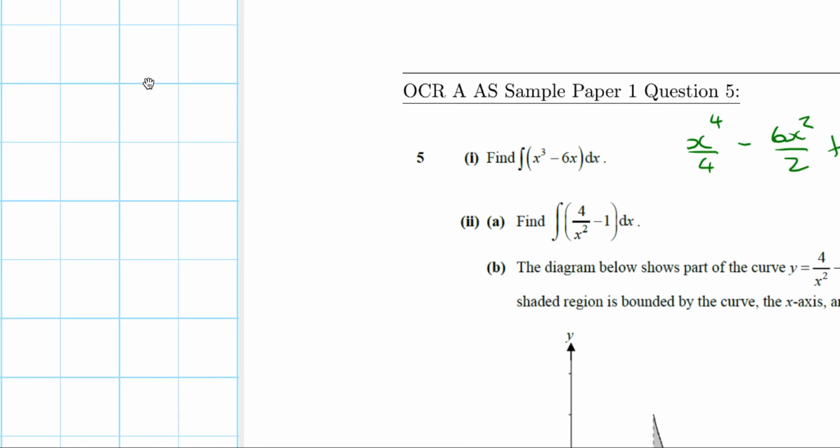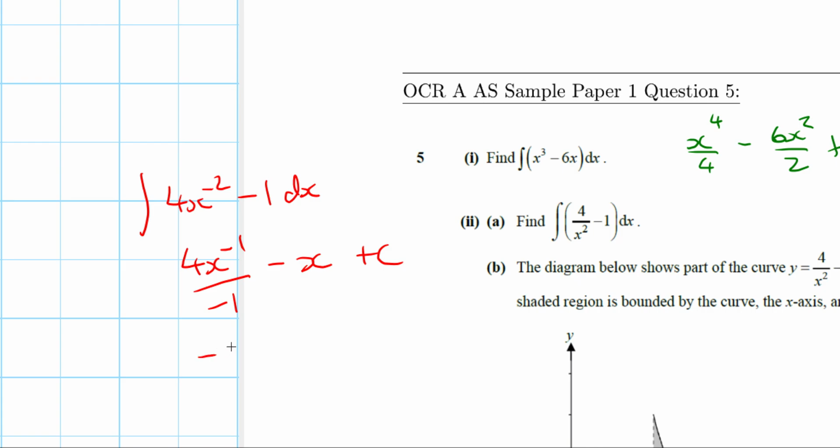Then the next question, 4 over x squared minus 1. For this question, we're going to rewrite this as 4x to the power of minus 2 minus 1 dx, and then integrate it. So raise the power by 1: minus 2 plus 1 is minus 1. Divide that by the new power, minus 1, and the second term becomes minus x plus c. Again, rewrite this: minus 4x to the power of minus 1 minus x plus c. And that's going to be your final answer for IIA.